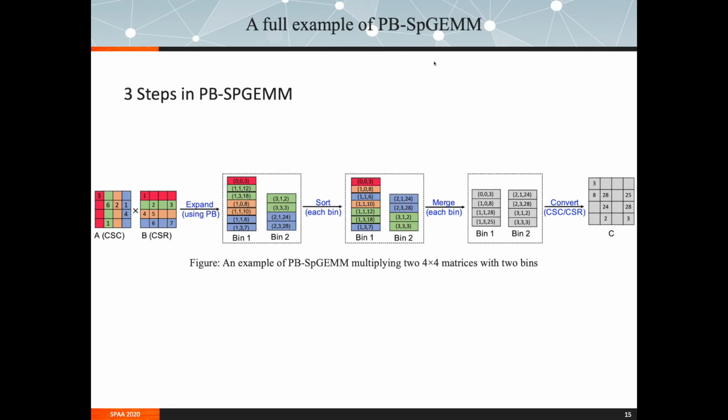To better summarize the algorithm, we have an example here multiplying 2 4x4 matrices. In this case, we use 2 bins. So the tuples with row ID 0 and row ID 1 will go to the first bin, and tuples with row ID 2 and row ID 3 will go to the second bin. We use local bins and global bins to saturate the bandwidth here. Then we use a radix sort to sort the tuples and use the 2-pointer 1-pass merge method to remove the duplicates. Finally, we convert the matrix to the CSR format.